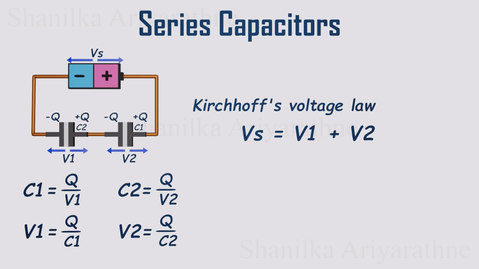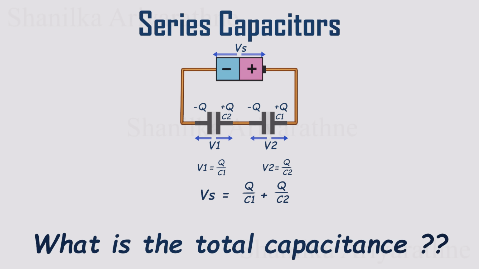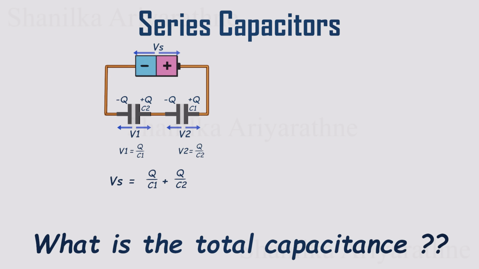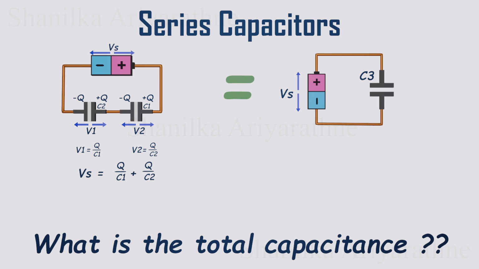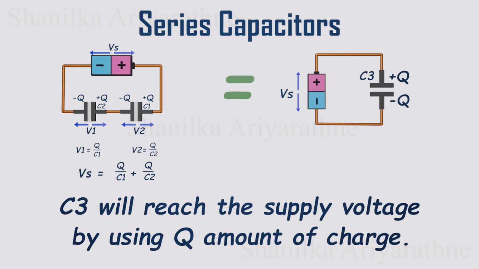Now that we've expressed those drops, we can substitute them directly into the equation. This gives us Vs equal to Q divided by C1 plus Q divided by C2, which expresses the supply voltage entirely in terms of the charge Q and the individual capacitances C1 and C2. Now, how to calculate the total capacitance of this circuit? To determine the total capacitance, let's consider a single equivalent capacitor that replicates the combined effect of C1 and C2. This equivalent capacitor will have a capacitance value that represents the total capacitance of the circuit.